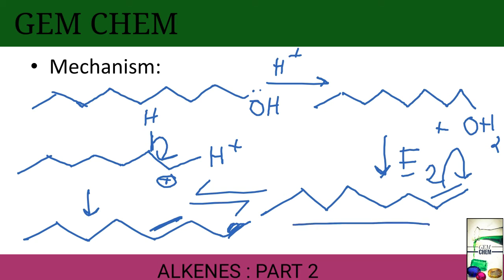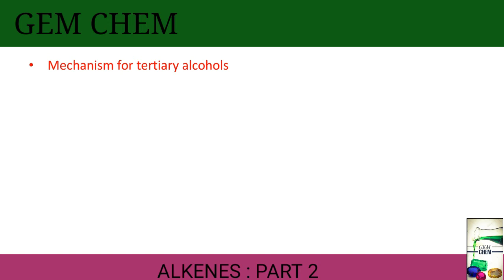Now this can continue. Again protonation can occur and then the product might become like this. That is, the double bond can come here also. So this continues. Now what is the mechanism for tertiary alcohols? Basically tertiary alcohols undergo E1 elimination. So first we take a tertiary alcohol. This is the tertiary alcohol and it has a carbon here and a carbon here.